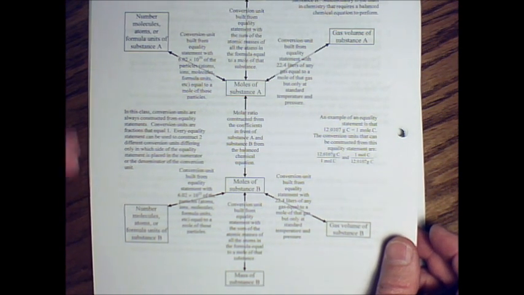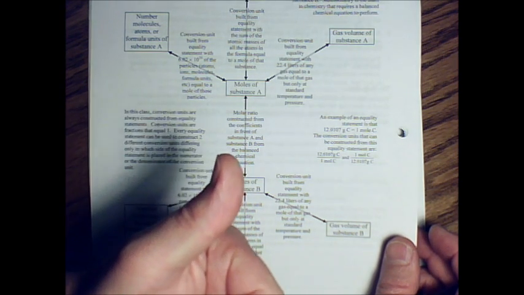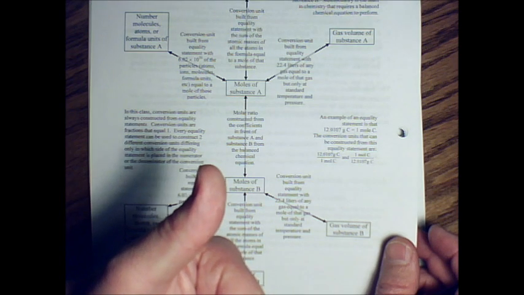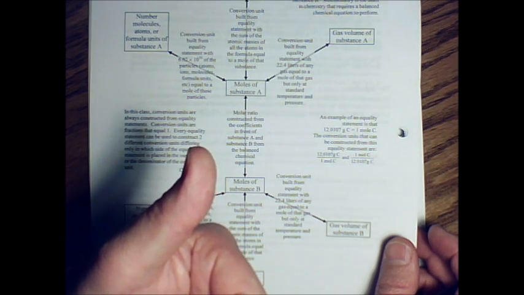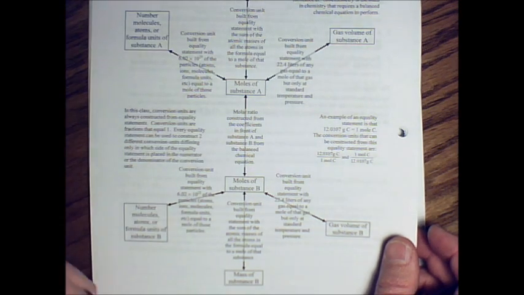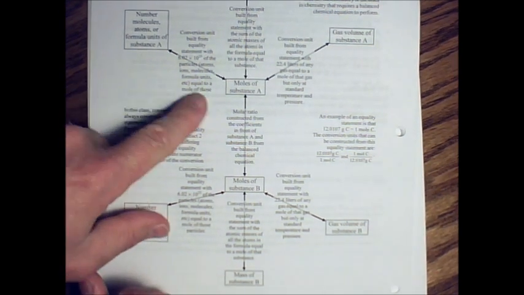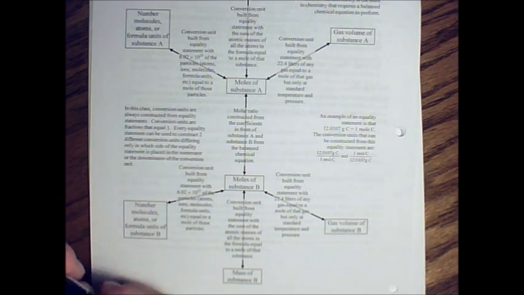We talked about that at the very beginning of the unit, that the mole is equal to gas volume at what's called standard temperature and pressure. I think I said that was one atmosphere and 0 degrees C. So that would allow you to go from gas volume to moles. We said that the mole is equal to 6.02 times 10 to the 23rd particles of a substance. That's Avogadro's number. That's how you get from particles to moles.